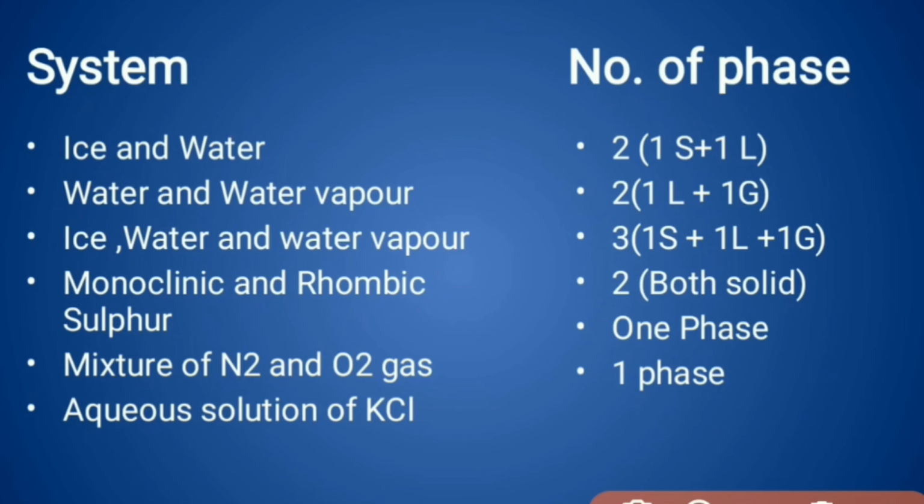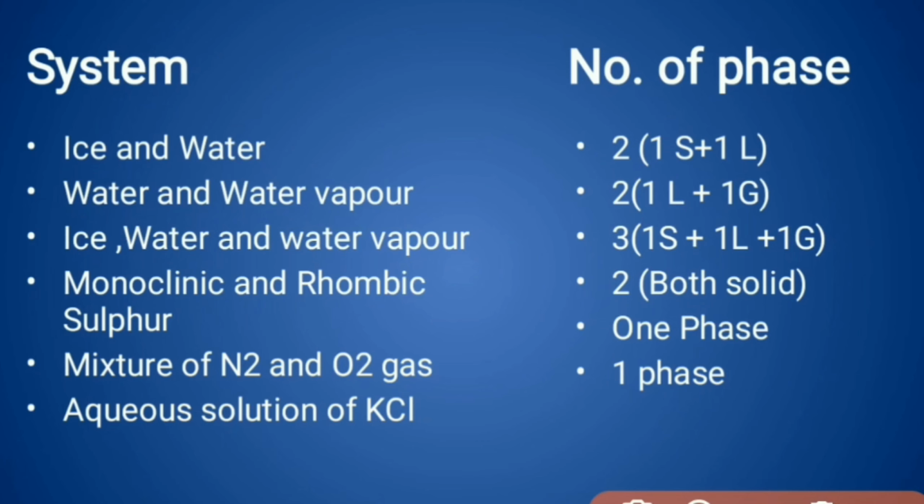Next system is water and water vapor. Water means it is in the liquid phase, and water vapor is in the gaseous phase. So a system containing a liquid and a gaseous phase will have two phases, one liquid and one gas. I hope it's clear. Then the third system is ice, water and water vapor. Ice means solid, water means liquid, and water vapor means gas. So there will be three phases in this system: one solid, one liquid, and one gas. I hope it's clear.